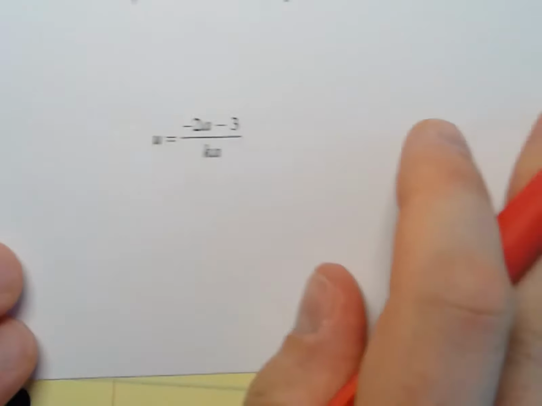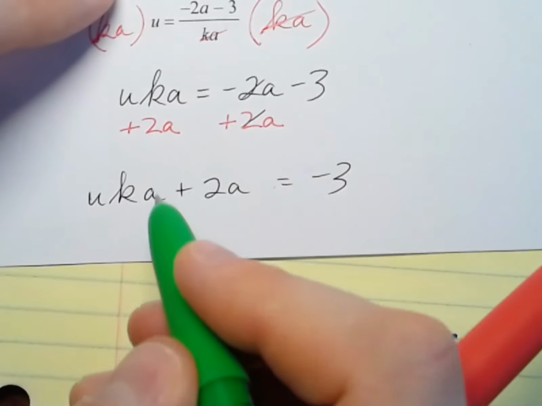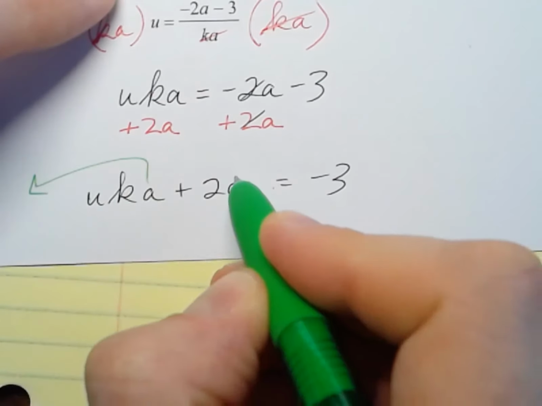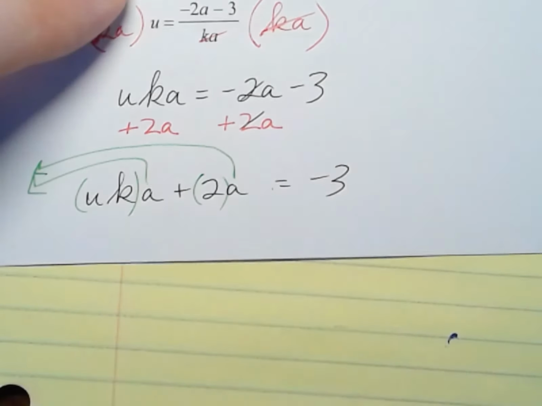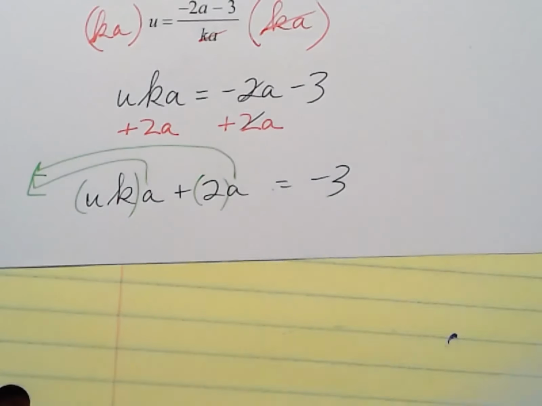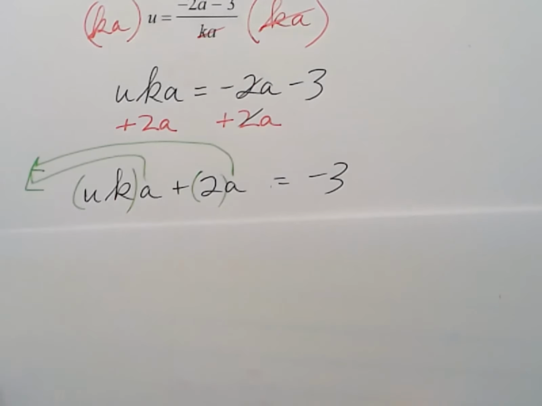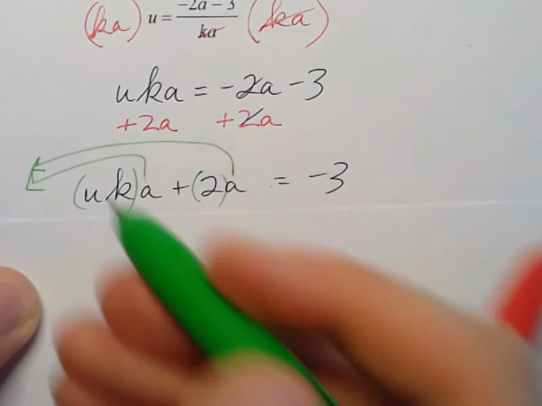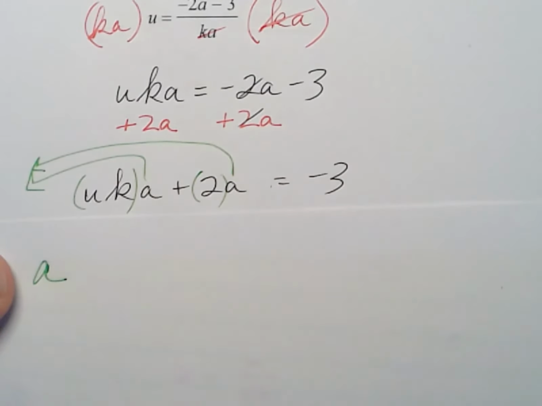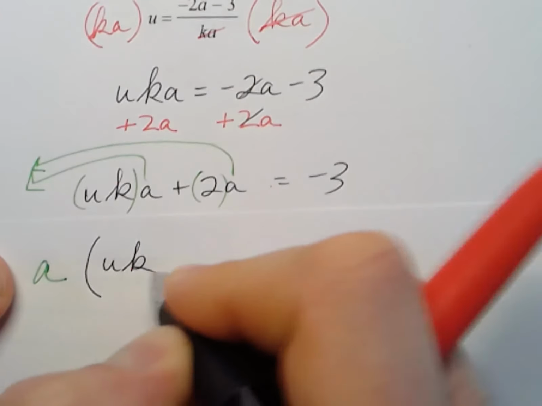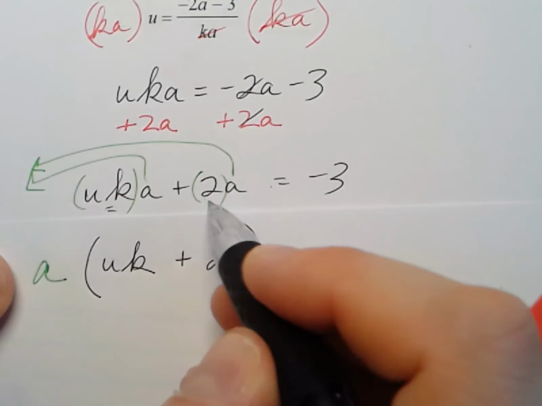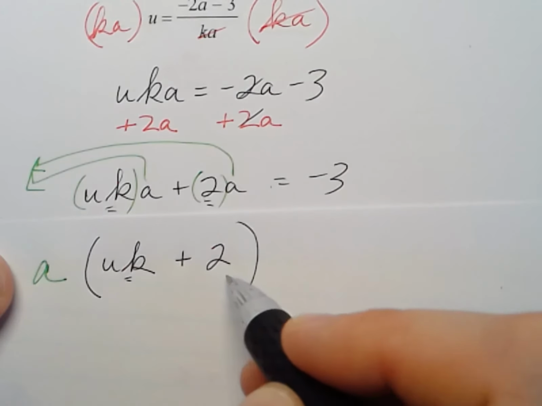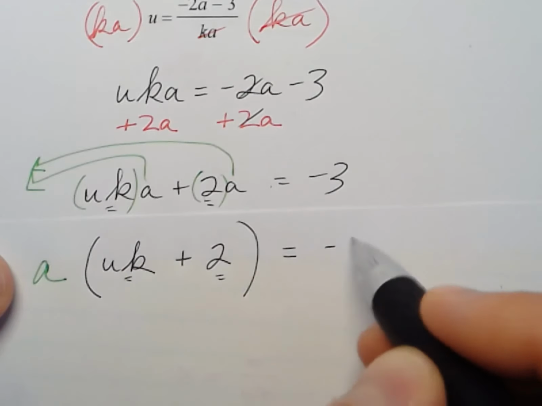So I want to get the a out of there because I'm trying to solve for it. And so if I do that factoring or the reverse distribution and pull the a out, then what do I have left? I have the uk and I have a 2 left. So if I'm pulling the a out front, then I'm left with the uk, and I'm left with a 2 from there. uk and 2. And all of that still equals a negative 3.